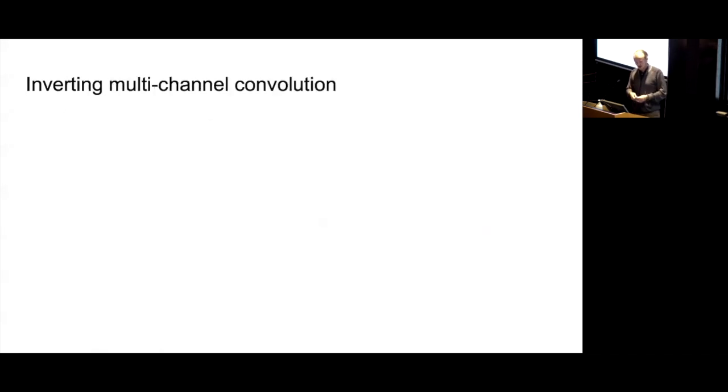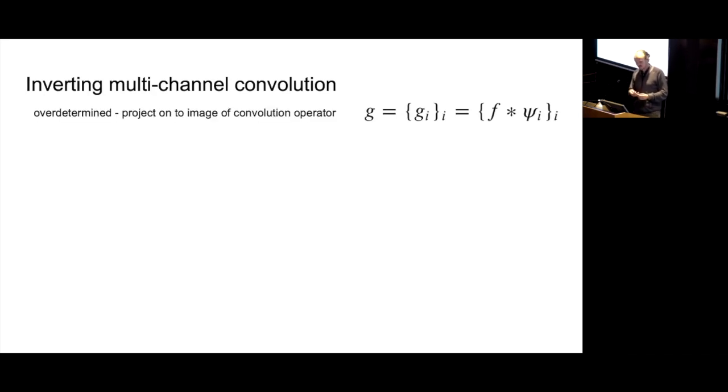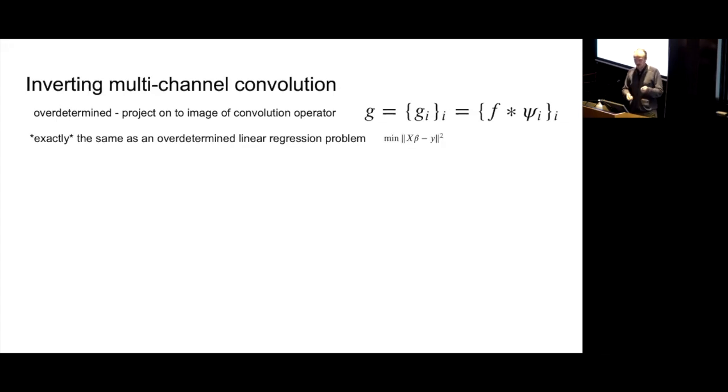Okay, how do you invert multi-channels? We've got lots of oriented wavelets. It's completely overdetermined. So what do we do to invert this? Well, we do what you always do in linear algebra, except that we're looking at convolutions here. I'm going to make the analogy that it's exactly the same thing as any other overdetermined linear problem. I think that might be helpful.